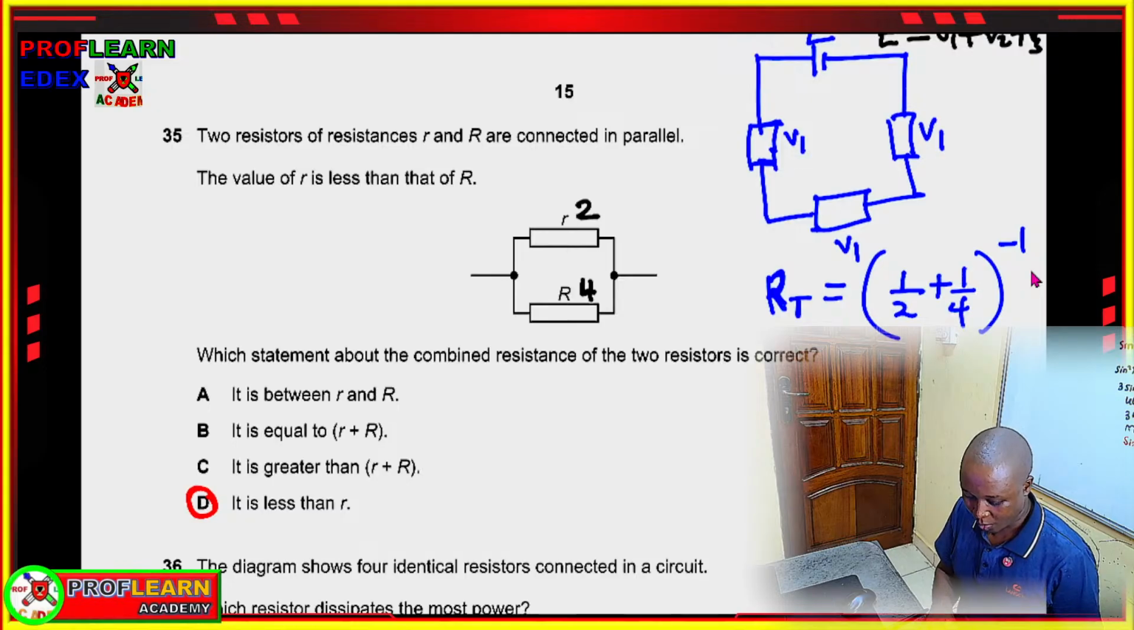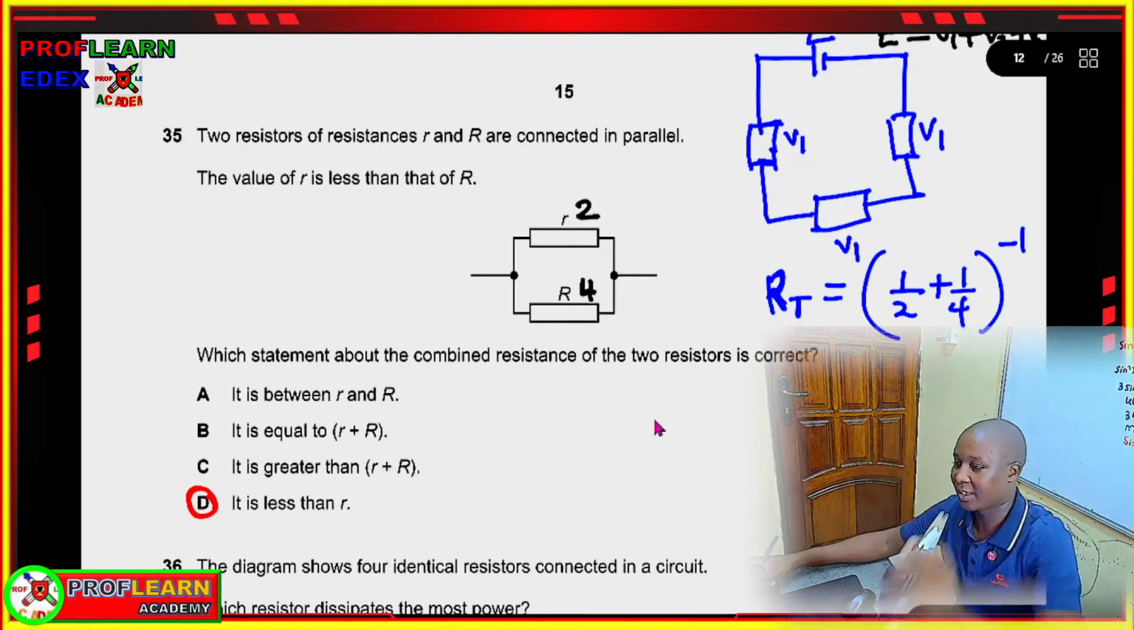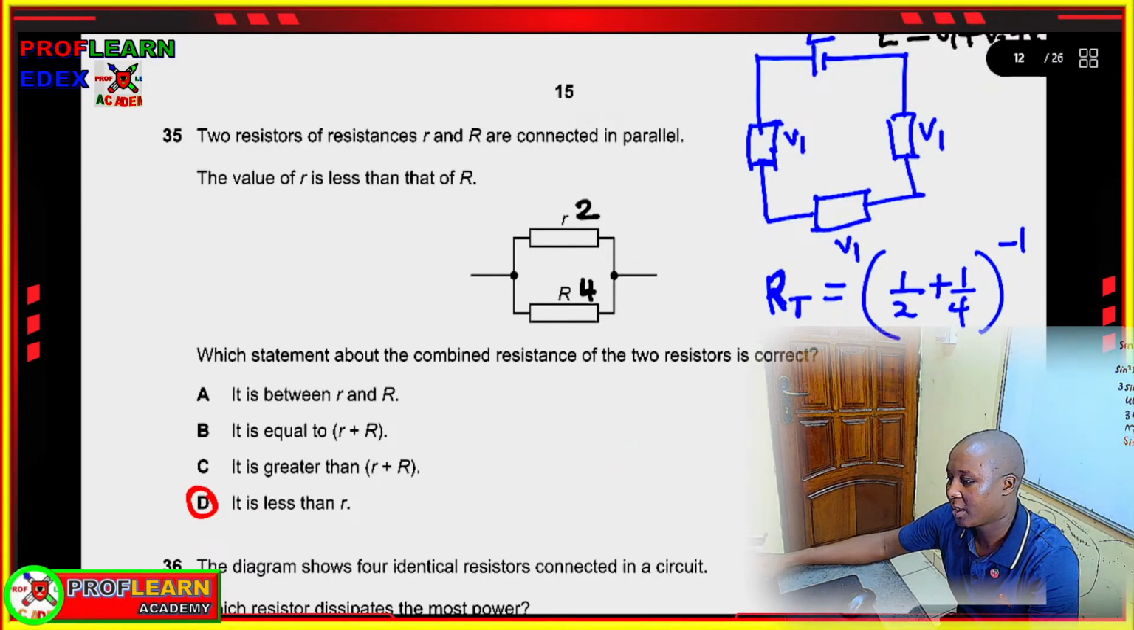Okay, so now the resistance will be 1/2 plus 1/4, then raised to power -1. The final answer becomes 1.33. So the total resistance becomes 1.33. So what do you notice? What do you notice?